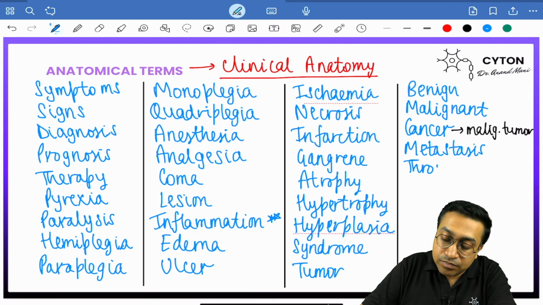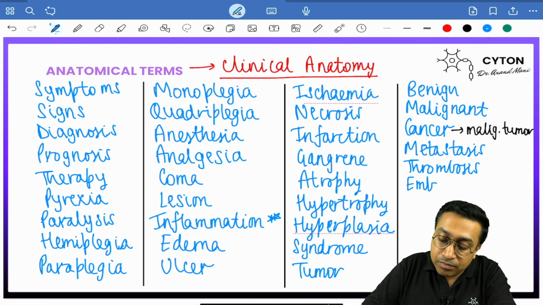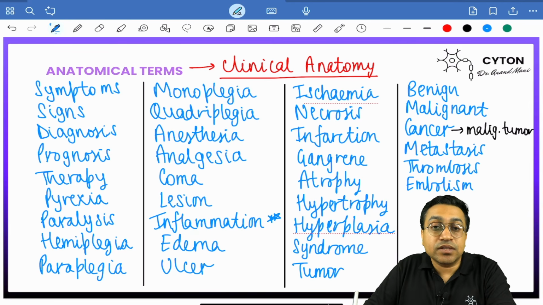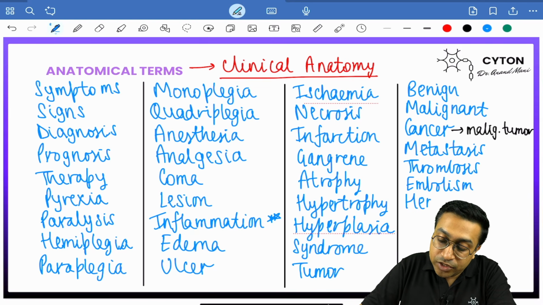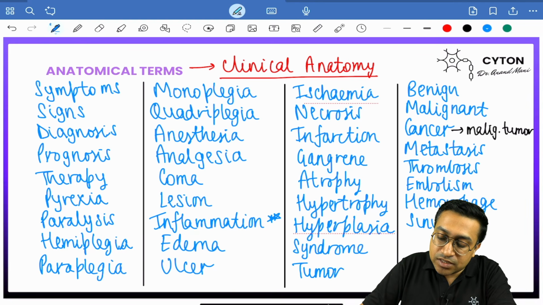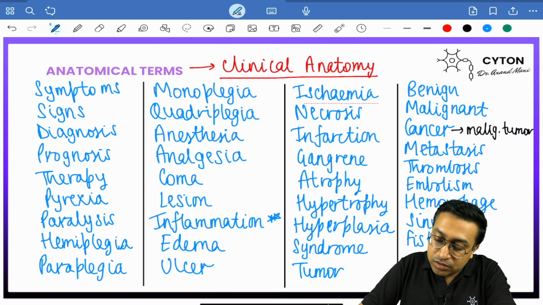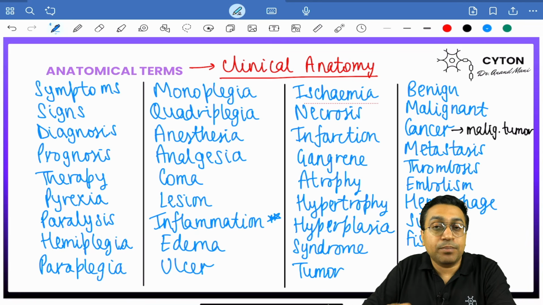Thrombosis, that is intravascular coagulation of blood. Embolism, that is occlusion of the blood vessel by a circulating thrombus. Then hemorrhage, that is abnormal and excessive bleeding. It can occur externally or internally. Then sinus, which is a blind tract which can be open at one end. Fistula, an anomalous connection which can happen between two places.